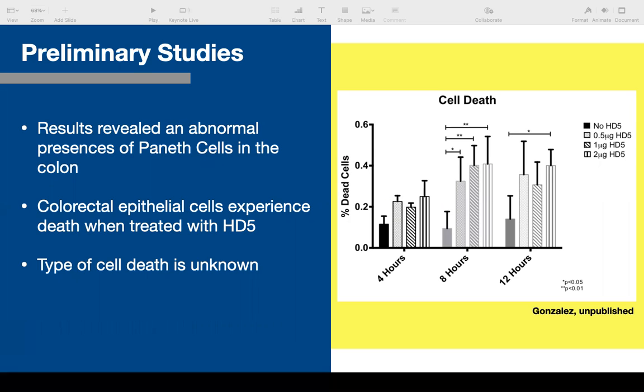As you can see, cell death occurs mostly at the 8-hour and 12-hour time periods. These cells were treated with 0.5, 1, and 2 micrograms of HD5. Yet, the exact mechanism of cell death is unknown. This study I'm presenting looks to explore a possible cell death mechanism.